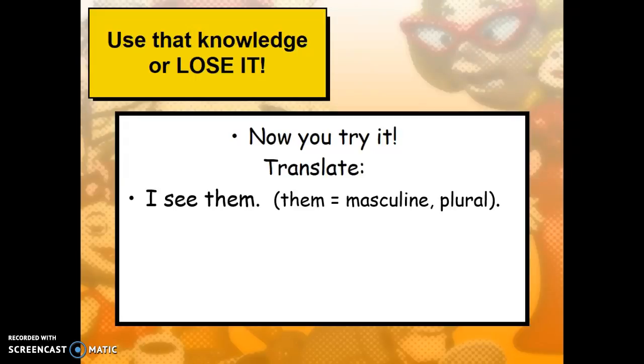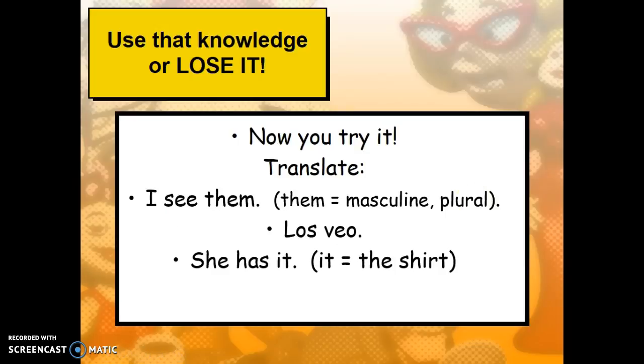So how about I see them? How would you do this? First off, think of it kind of backwards. You want to put them, I see. It tells you them needs to be masculine plural. So what would you pick? Me, te, lo, la, nos, los, or las. Los is what you would pick. And then I see is veo. Los veo. Them I see.